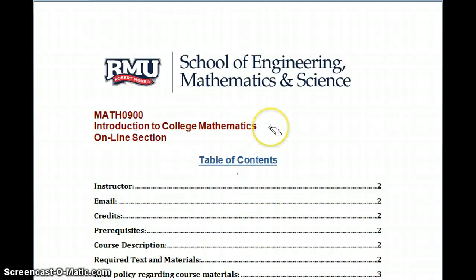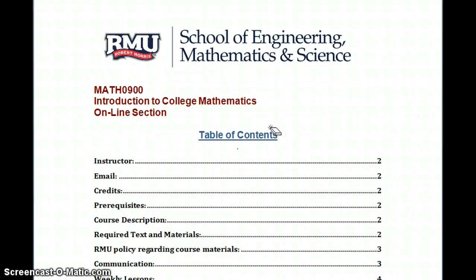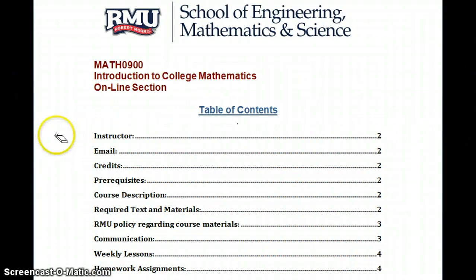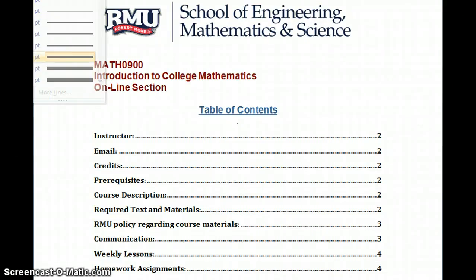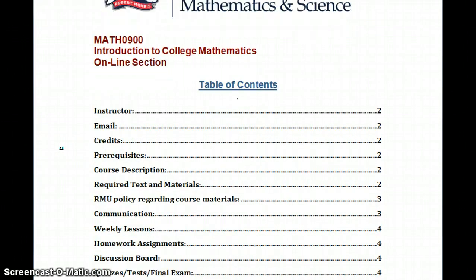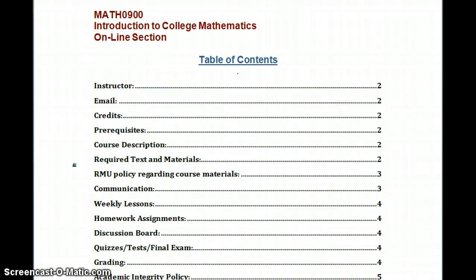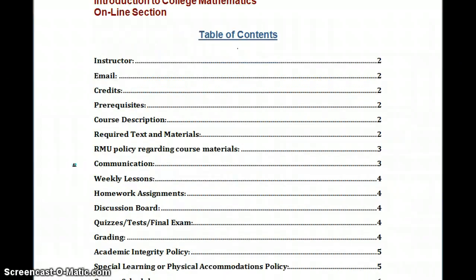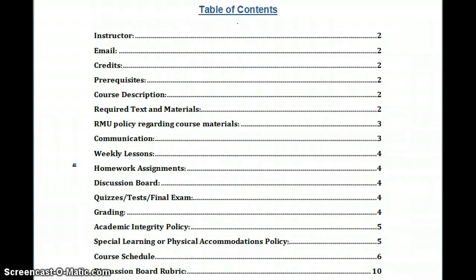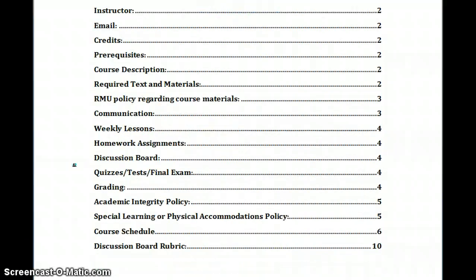So I hope that by now you have reviewed the syllabus yourself and printed it out or saved it, but I do want to take a minute to review it with you. As you can see from the table of contents, we are going to review the instructor information, my email information, the credit requirements, prerequisites, the course description, the types of materials that you're going to need, some of Robert Morris's policies, our weekly lesson requirements, homeworks, discussion boards, tests and quizzes, and our grading policy.